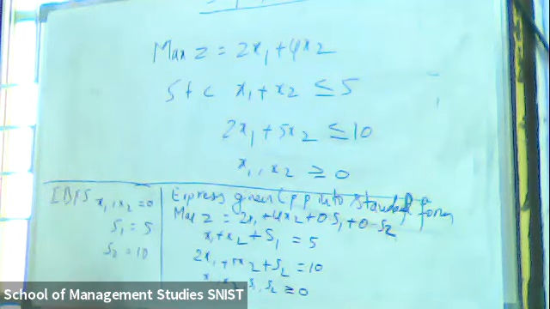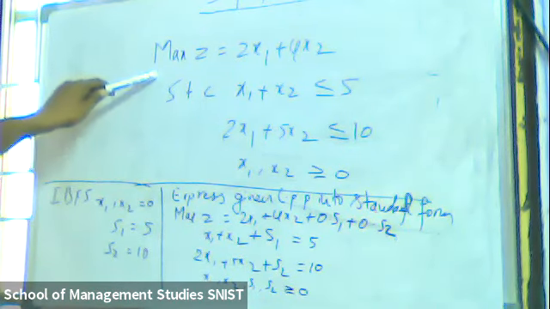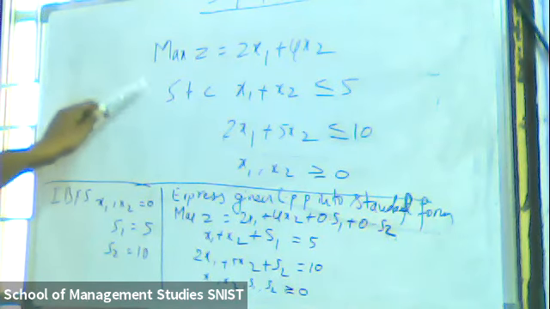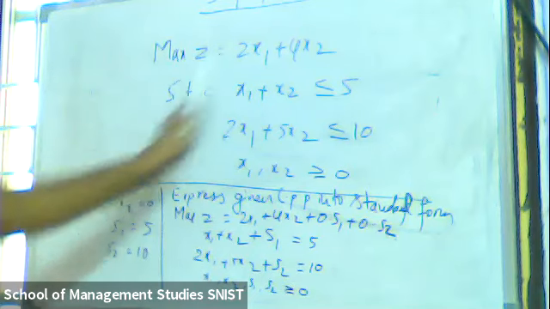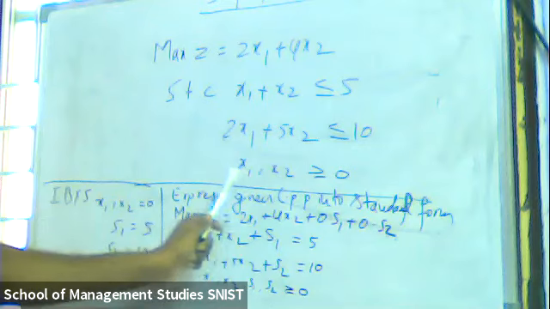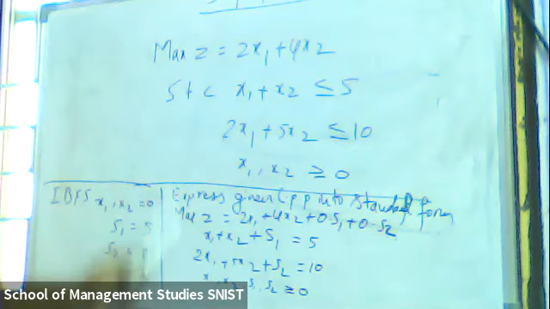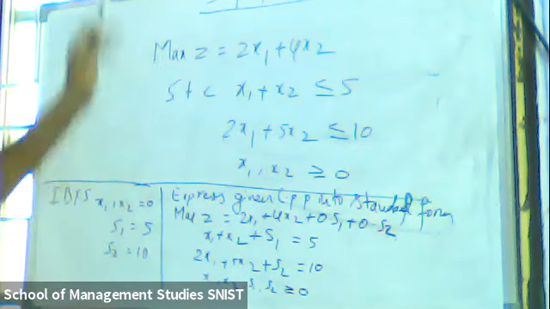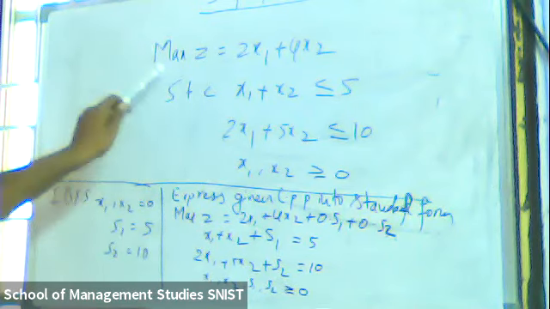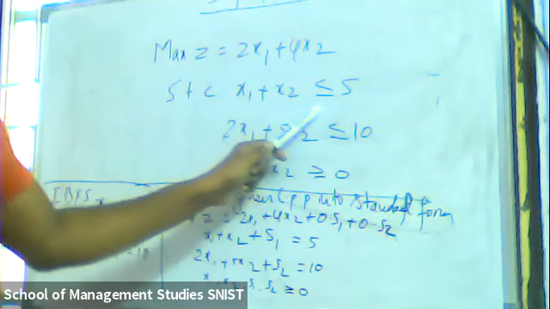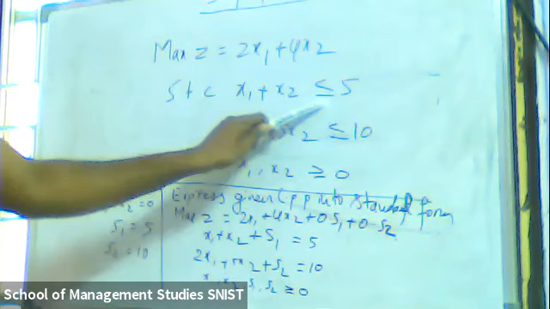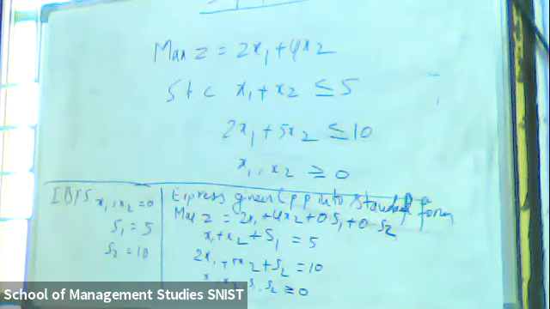I repeat one more time. If they give: solve the following problem by using the simplex method, maximize z equals 2x1 plus 4x2 subject to x1 plus x2 less than or equal to 5, 2x1 plus 5x2 less than or equal to 10, x1, x2 greater than or equal to 0. When you get this problem, first check whether the objective function is maximum or minimum. Then check what the constraints are. Now you will get an idea. Yes, it is less than or equal to, no problem at all.